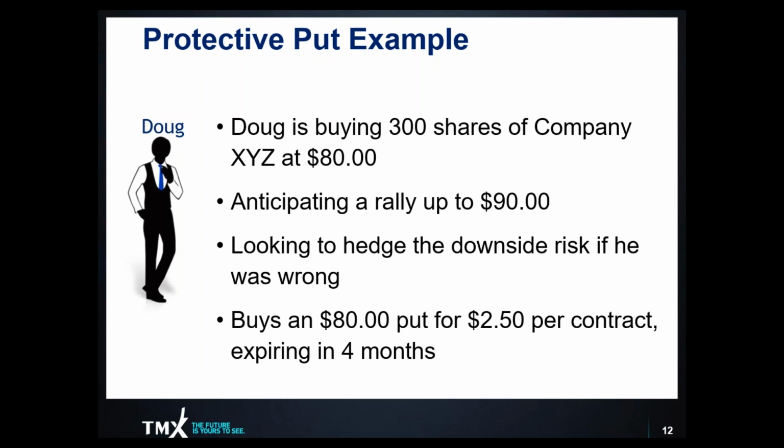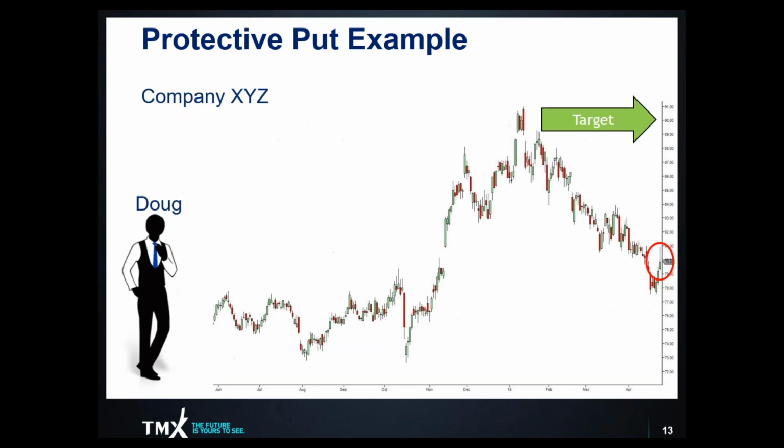So what Doug is going to do is buy an $80 put and pay $2.50 per contract, which is expiring within 4 months. So what does that mean? Well, what that means is that Doug is paying $2.50 per share to secure his right to sell those shares at $80 regardless of how low they drop within a 4-month period.